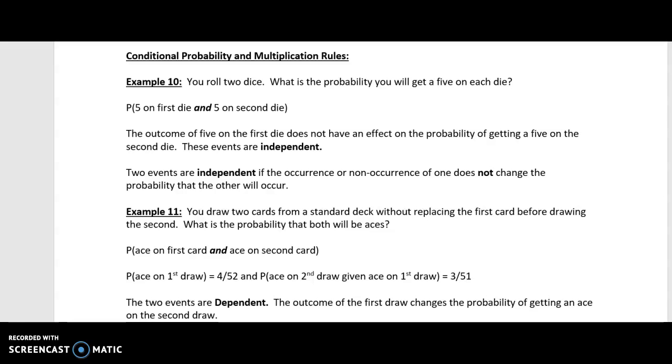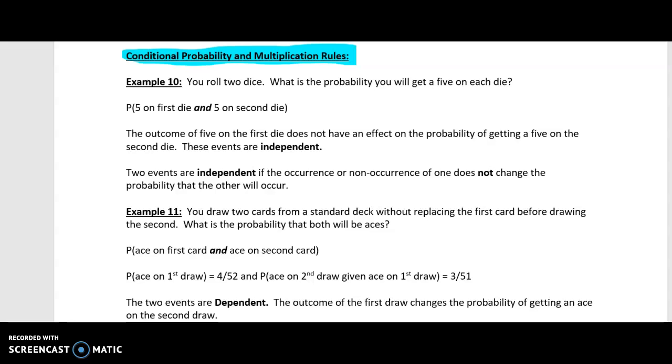This is video 4 of our probability series. We'll start on page 8 of our guided notes. We're going to talk about conditional probability and the multiplication rules. We'll look at 2 examples. First, we're going to talk about the examples, then we'll revisit them and actually calculate answers.